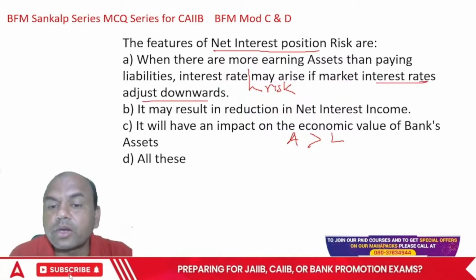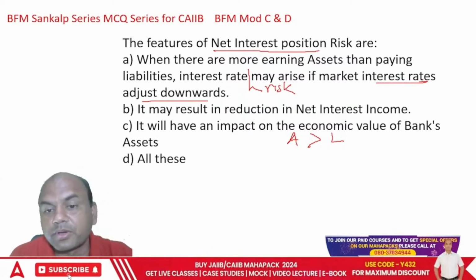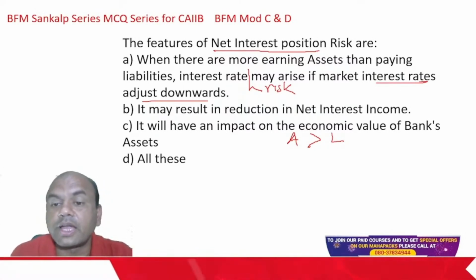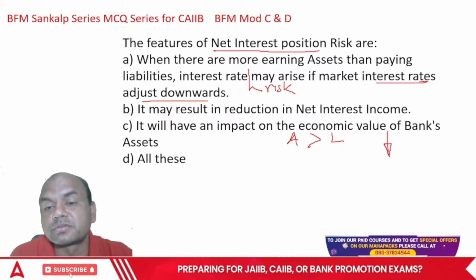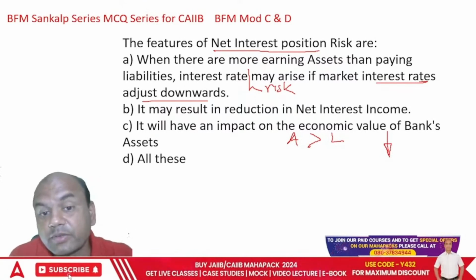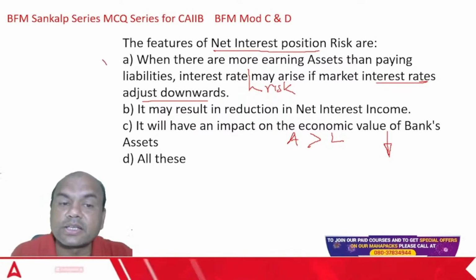If there are more assets than liabilities, what does it mean? I'm having more earning, right? My income is more because assets are more. So in that case, if the interest rate goes down, what happens? My earning will reduce. My surplus earning will reduce. So that's why I may be faced with interest rate risk. So answer A is correct.